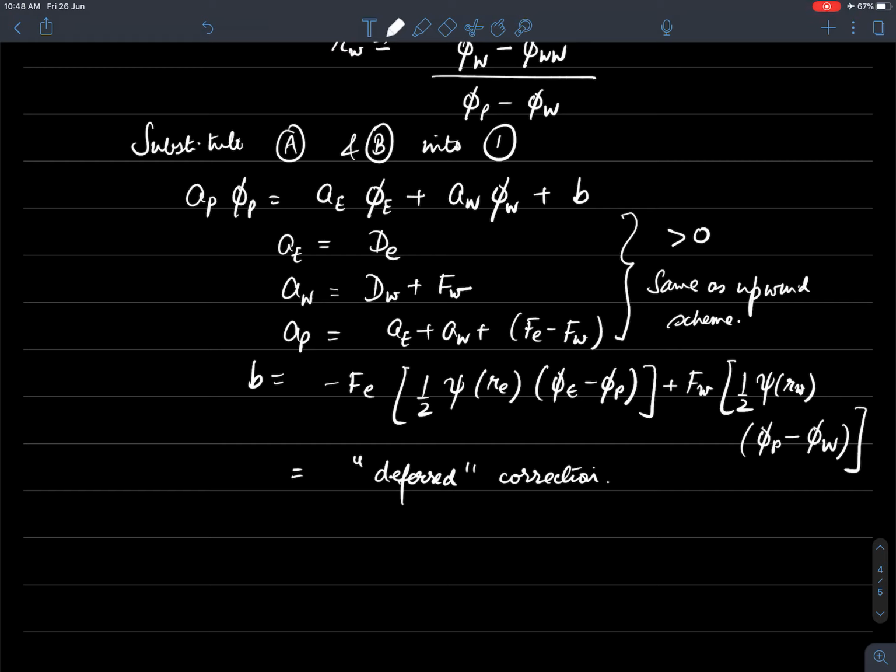This is the point where I'm going to end this lecture, and I hope that this was helpful and you would have understood at least the basis of the total variation diminishing schemes.